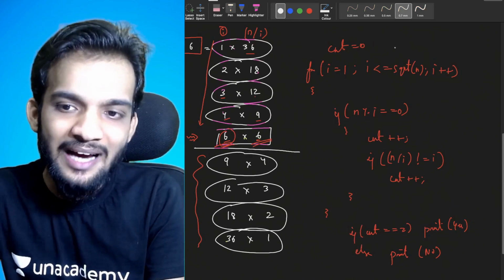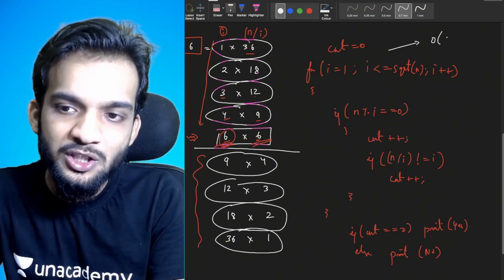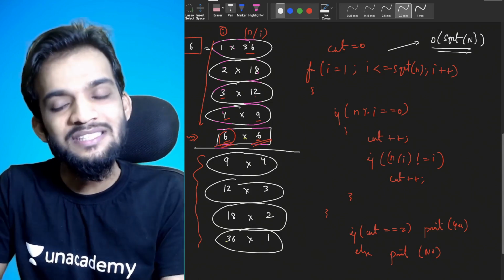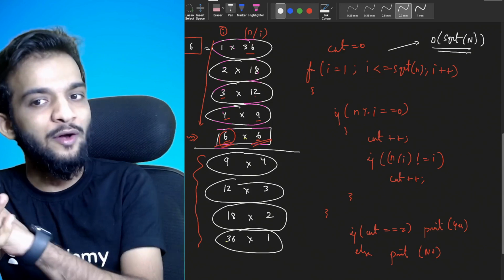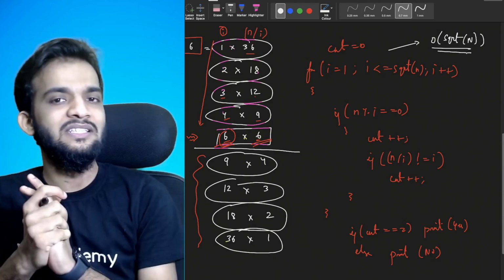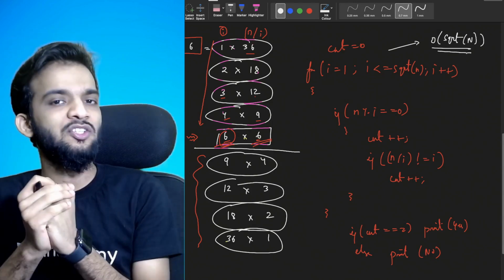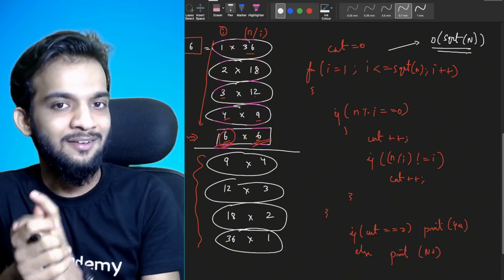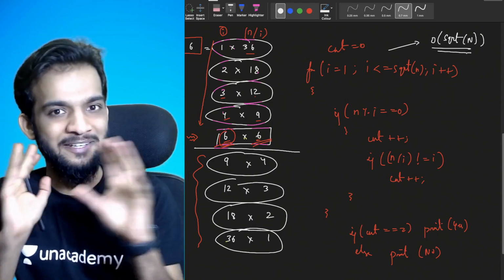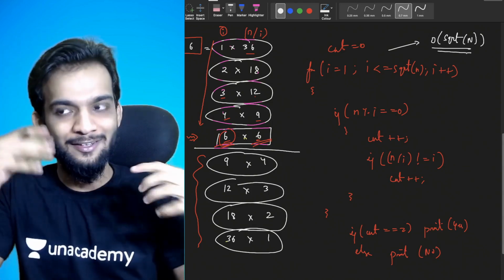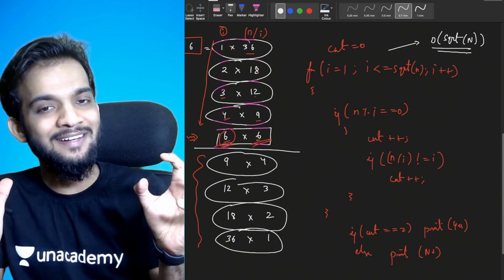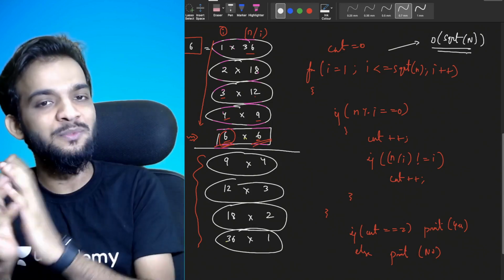Now can I say the number of iterations you have reduced is big O of square root of n? Yes, the for loop runs for square root of n, but is the complexity square root of n? How many of you think that? You can tell me in the chat section. I'll be reading the chats while I premiere the video. I'm very sure that every one of you thinks it's big O of square root of n.